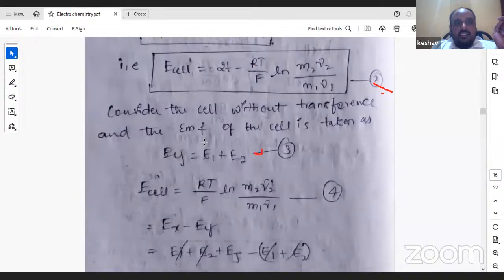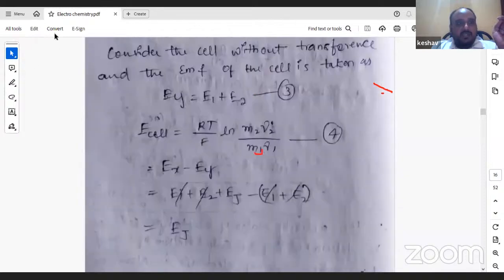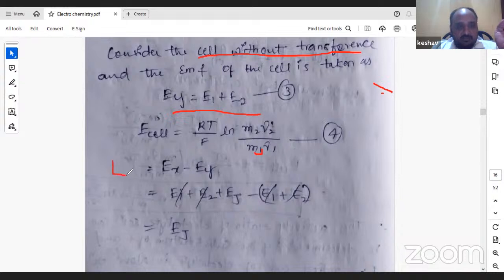Now we are considering another equation. Consider the cell without transference. One is with transference, where EJ will be there. Now this is without transference, there is no EJ. Therefore, this will be subtracted from that, and we will get only EJ. So EJ is equal to the subtraction of the with liquid junction potential and the without liquid junction potential. In subtracting these two, the common terms get cancelled. Therefore, finally we'll get EJ.